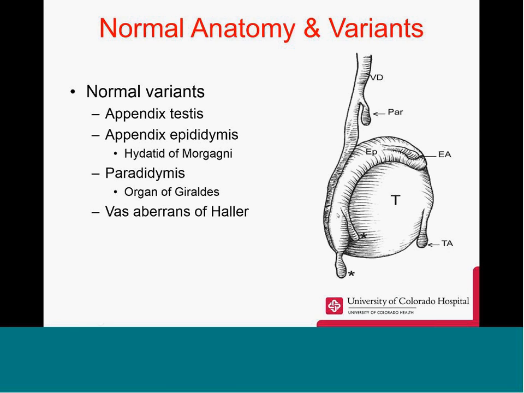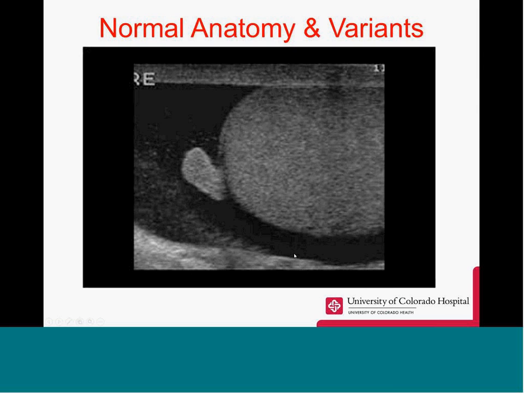The asterisks here show an inferior and superior vas aberrans of Haller, which is a remnant of the mesonephric duct. And then here is the paramesonephric duct. On ultrasound, this is the testis with an appendix testis. We see a testicle here with a structure hanging off the superior aspect. Pretty classic appearance.